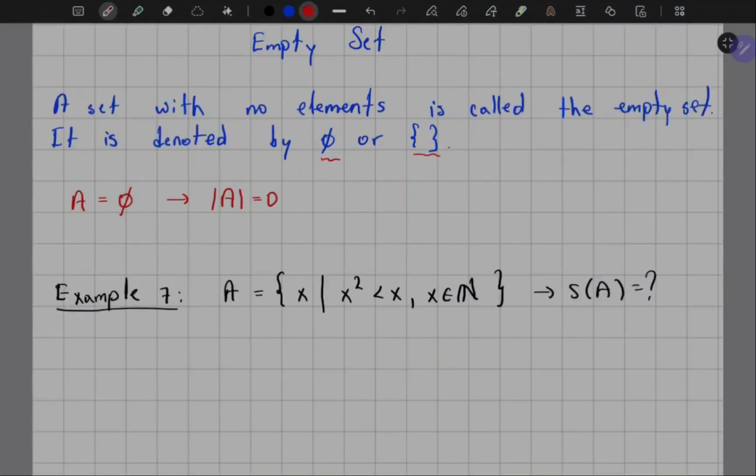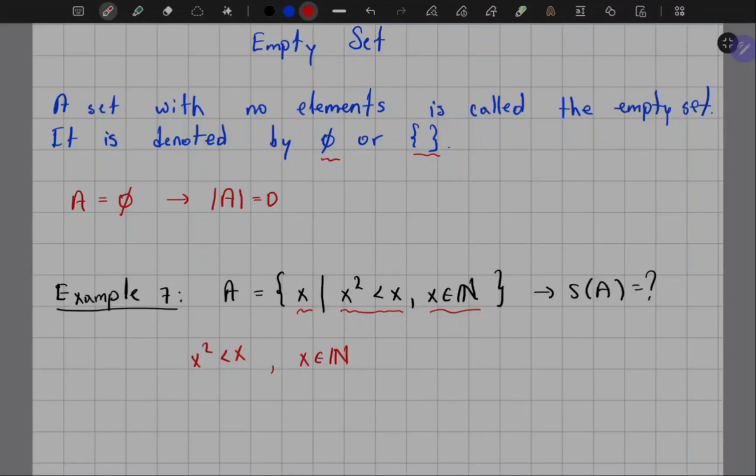In the set A, we have a condition. A contains x's such that x squared is smaller than x, and x is a natural number. Here we have a condition on x which is given as an inequality: x squared smaller than x. Of course, x is a natural number.